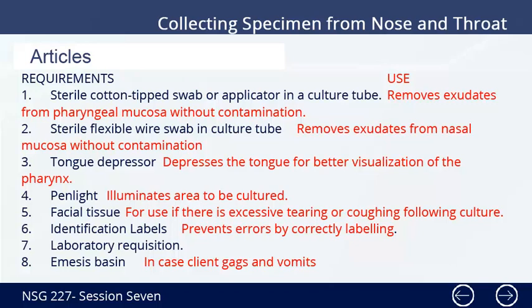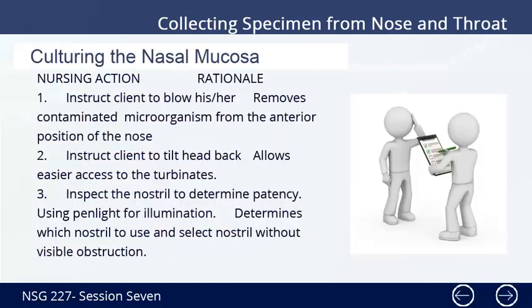4. Pen light. Illuminate area to be cultured. 5. Facial tissue. For use if there is excessive tearing or coughing following culture. 6. Identification labels. Prevent errors by correctly labeling. 7. Laboratory requisition. 8. Emesis basin, in case client gags and vomits.